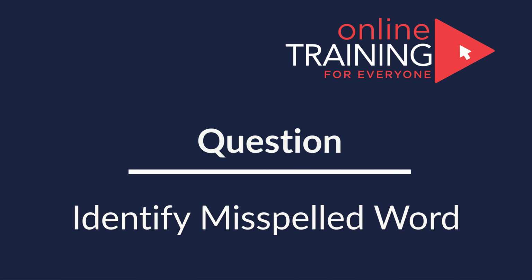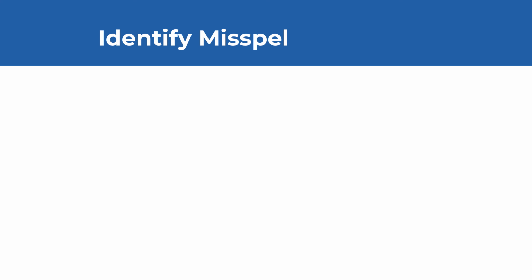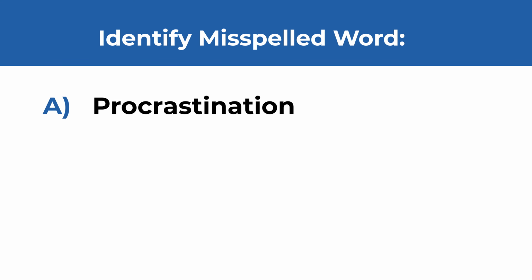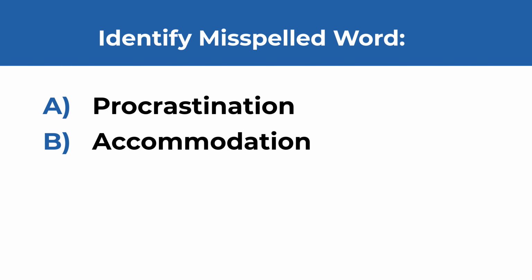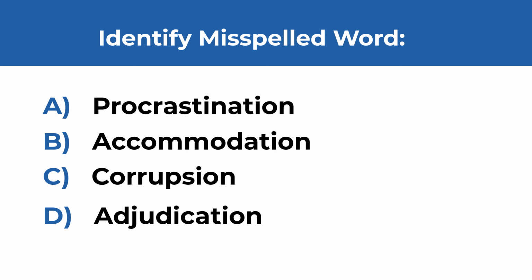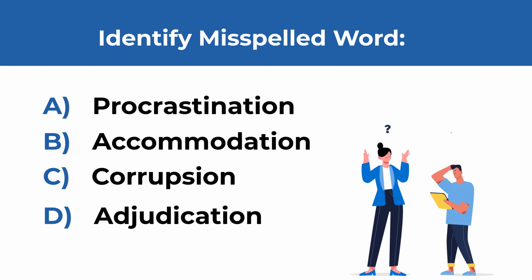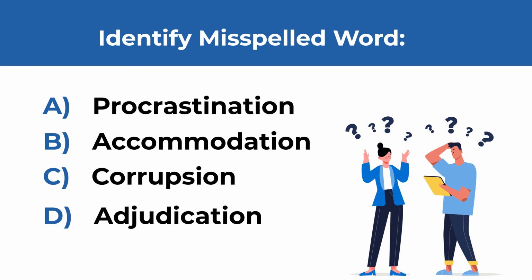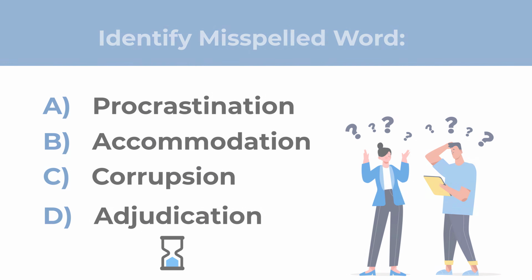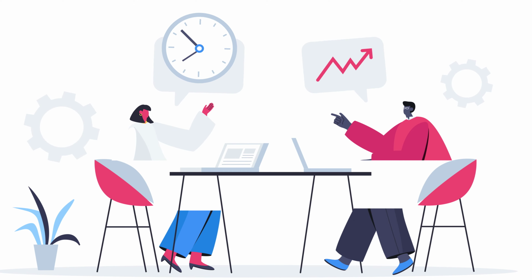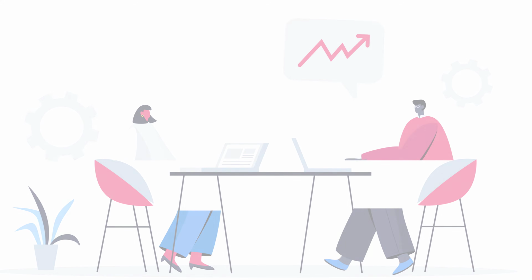Here's the test question where you're presented with 4 different words, and you need to identify the word which is misspelled. The first word you see on the screen is procrastination. The second is accommodation. The third one is corruption. And the fourth one is adjudication. Please take a close look to see if you can see the word which is misspelled. Give yourself 10 to 15 seconds, maybe a little bit longer, to see if you can come up with the correct solution. Ready or not, I am going to move forward and reveal the correct solution to you.